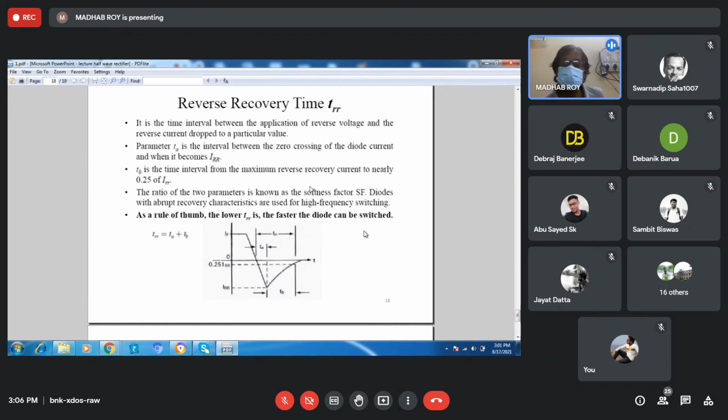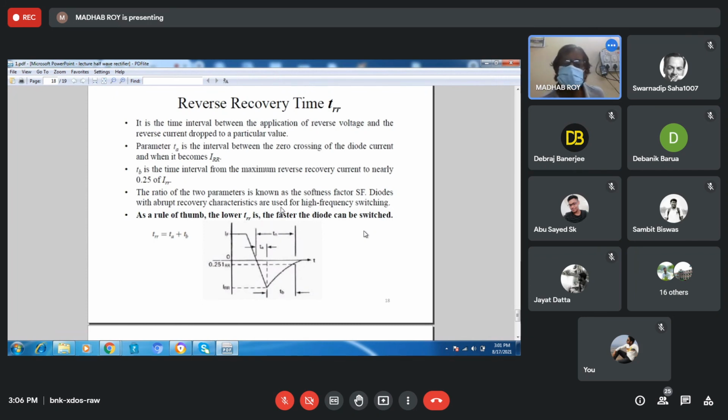So what is high frequency switching? Suppose today we have a power supply of 50 hertz, but suppose we have a very high frequency, a gigahertz or megahertz. Then the diode should also be responsive to this type of delay. What is the time period for 50 hertz? 20 millisecond. If it is a megahertz, then you see that the time period will be very small.